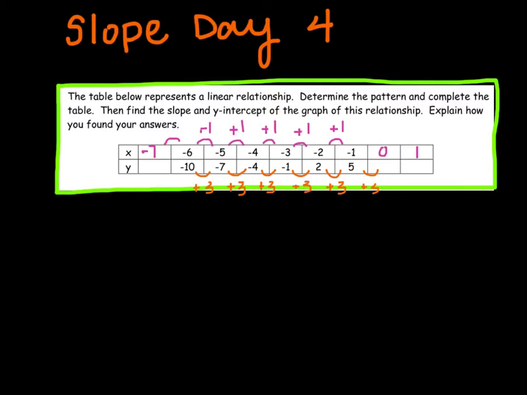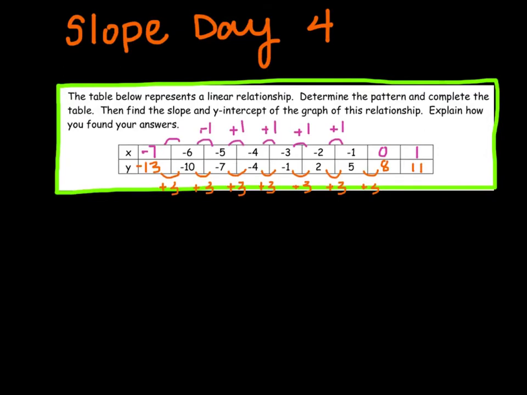So we would say 5 plus 3 would give me an 8 here. And 8 plus 3 would give me an 11 for this value. Now, to go in the opposite direction, I'm asking what number plus 3 would give me -10. Or you can move backwards and say -10 minus 3 would give me a value of -13 here. So again, that's how we're extending our table.